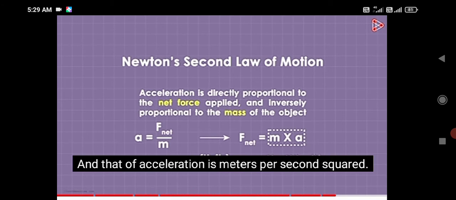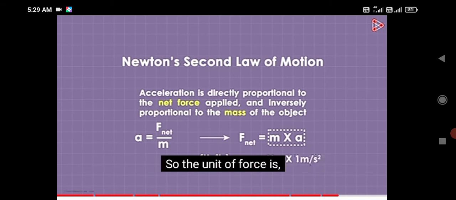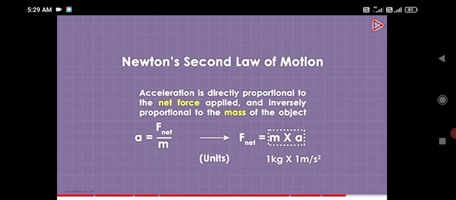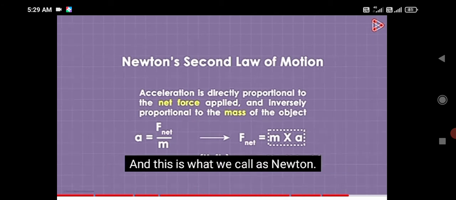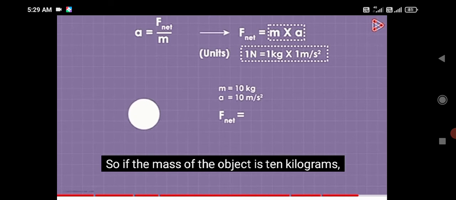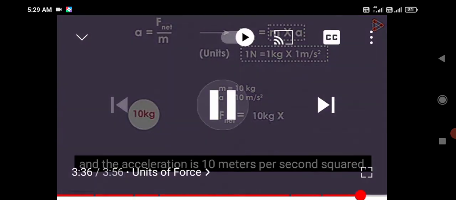Next, the unit. The unit of mass is kilogram. The unit of acceleration is meter per second squared. What's the unit of force? That is kilogram times meter per second squared, which is written as Newton. So 1 Newton equals 1 kilogram times 1 meter per second squared.